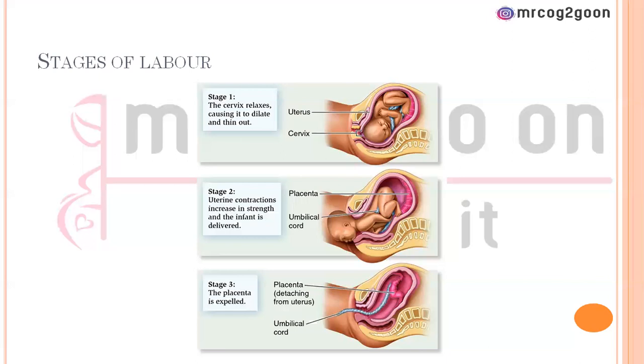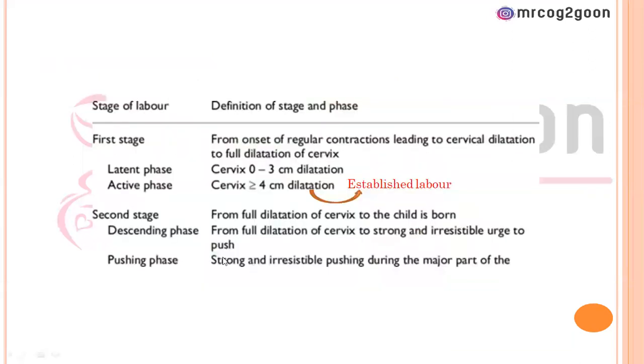The fourth stage is the first 48 hours after delivery, because in this period the patient is at very high risk for complications. But not everyone puts it as a stage of labor; the NICE guideline does not. Okay, so as I said, the first stage is from onset of contraction leading to cervical dilatation to full dilatation of the cervix.